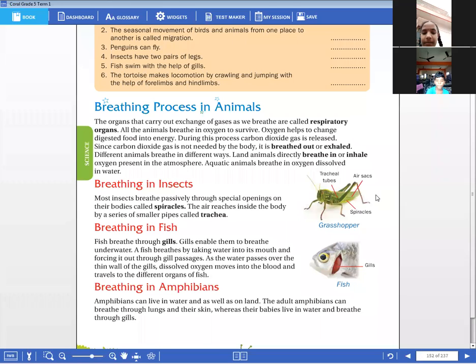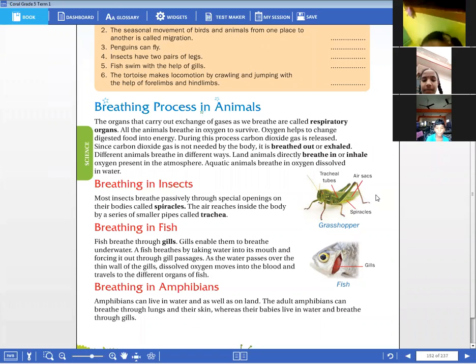Okay. Then what about aquatic animals? They don't have any air under the water. Deep inside the sea, will there be air, children? No, everything will be covered with water. So how will they breathe? They'll breathe the dissolved oxygen. Oxygen is also dissolved in water. They will breathe the oxygen which is dissolved in water, children. Okay?